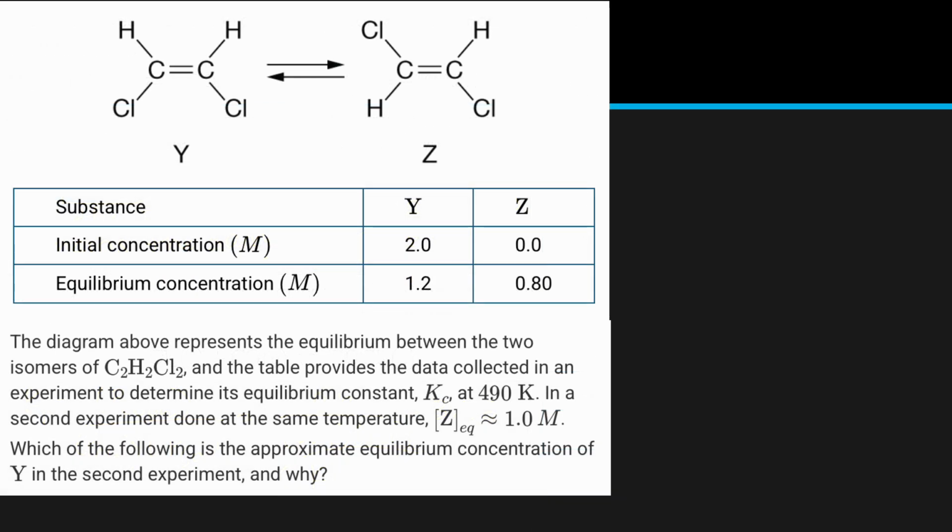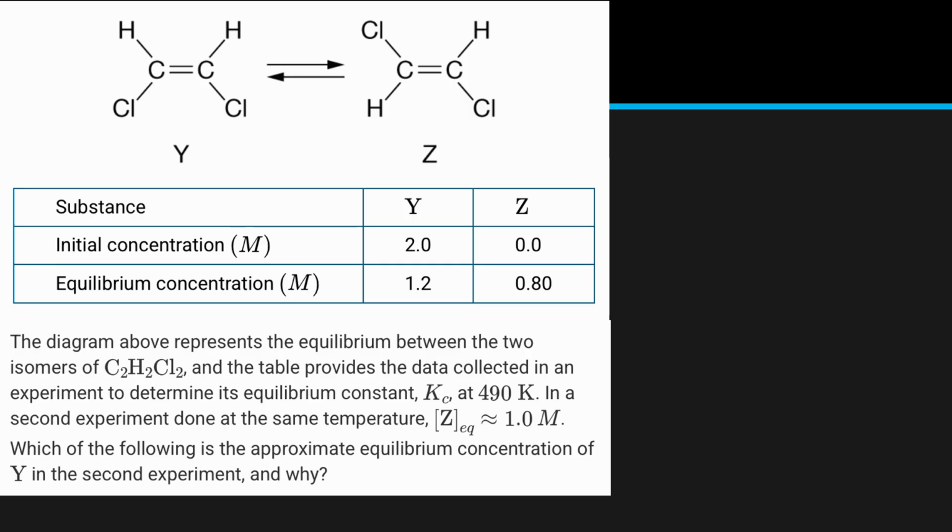All right, it says the diagram above represents the equilibrium between two isomers of C2H2Cl2. And then the table provides data collection in terms of the experiment to determine the equilibrium constant at 490 Kelvin. In a second experiment done at the same temperature, the concentration of Z at equilibrium is equal to 1 molar. Which of the following is the approximate equilibrium concentration of Y in the second experiment, and why?